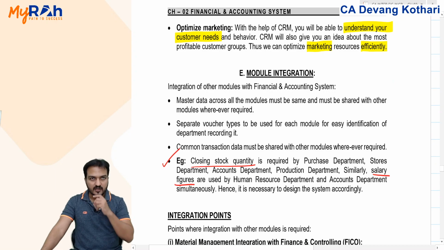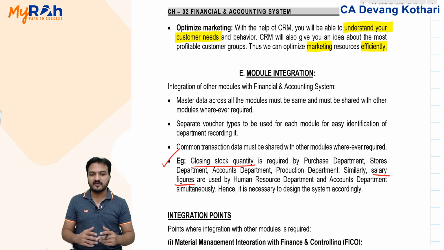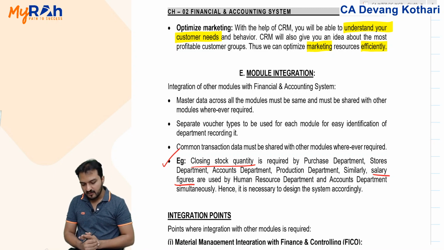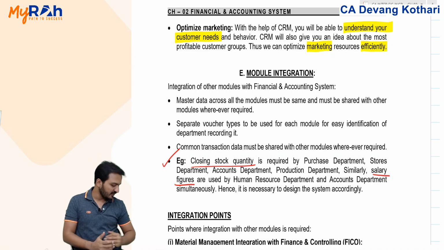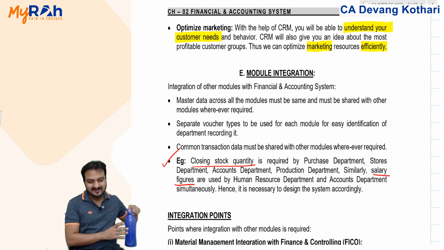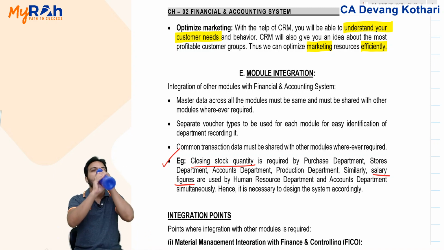Optimize marketing. Well, if I understand the customers better, I can do better advertising, better marketing to the customer. Anyways, all that were the different examples of modules in an ERP software, different types of modules that are involved in an ERP software. Next, we talk about something related to module integration.